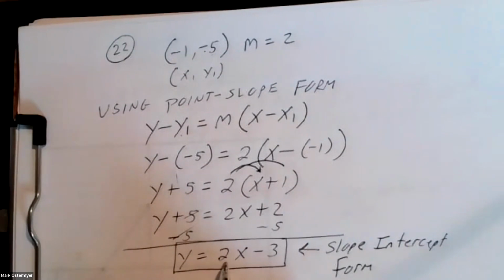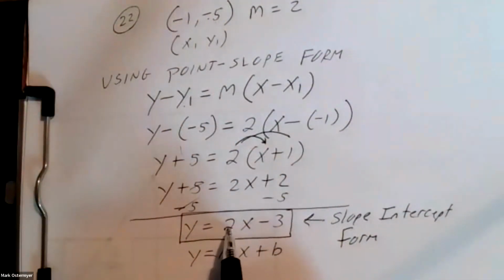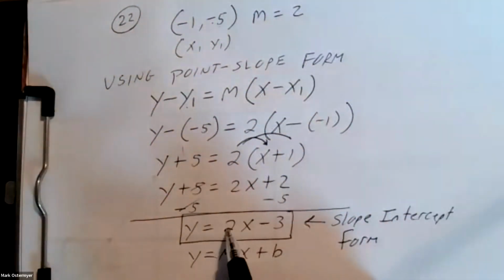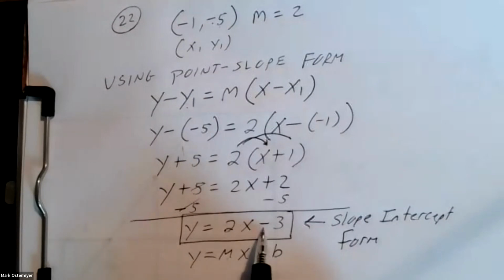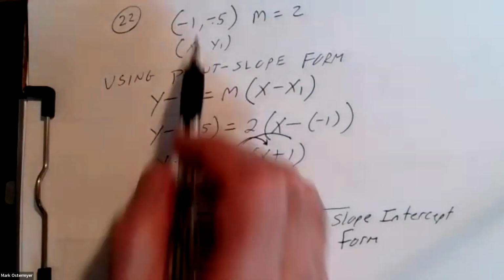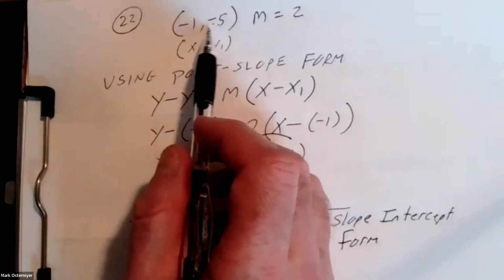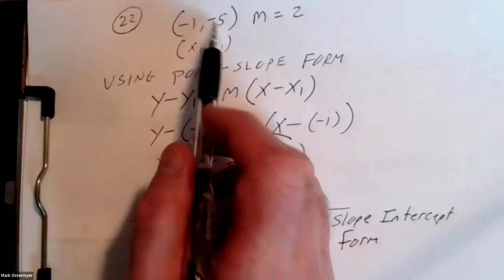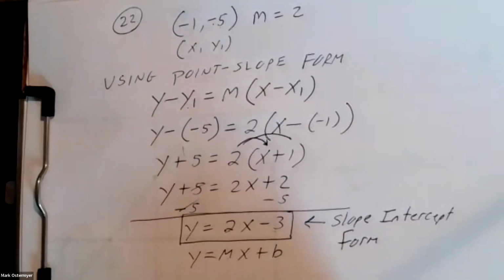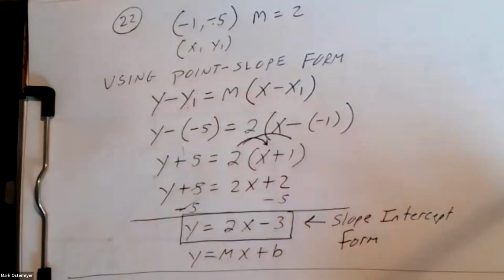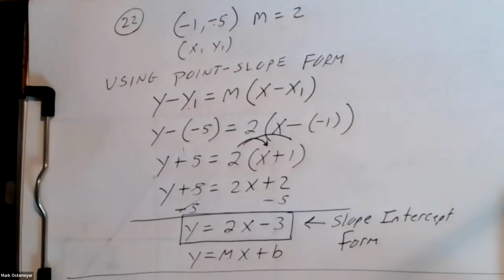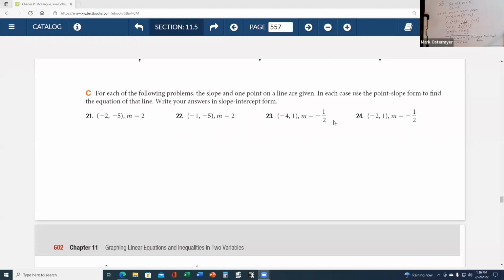And you can clearly see that being in slope intercept form, y equals mx plus b form, you can see that the slope of this line is 2, and that's exactly what they told us it was, and the y-intercept is going to be -3. This point is not a y-intercept, because this point does not lie on the y-axis. The y-intercept would be -3. Any questions how we did that problem there? Number 22. That's how you're going to do the rest of these problems, same way.